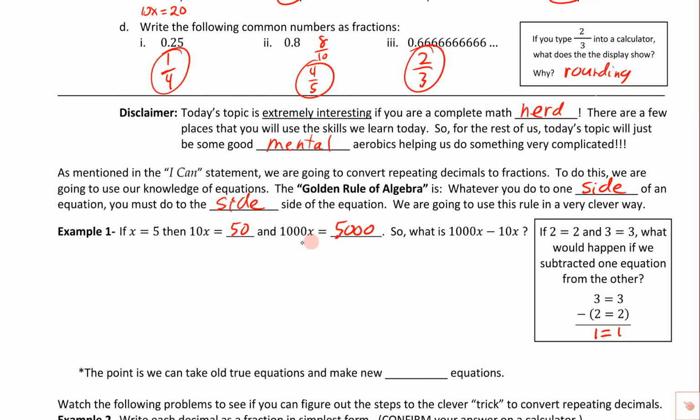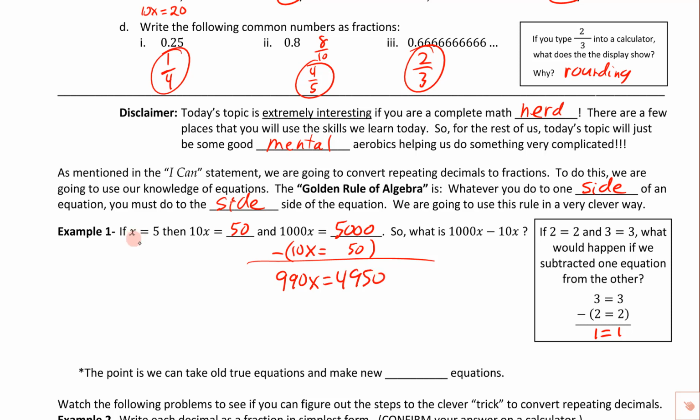So I'm going to take this equation right here, and I'm going to subtract it from this equation right here. Remember, it says we want to know what 1,000x minus 10x is. So I'm going to subtract that entire equation from both sides, just like I had set up right here. So if I have 1,000x minus 10x, I get 990x on this side. Oops, that was supposed to be a 50. Yep, that's supposed to be a 50. Okay, and I'm going to line this up right here. So I've got 5,000 minus 50, so that's 4,950. You can double check me on your calculator if you'd like.